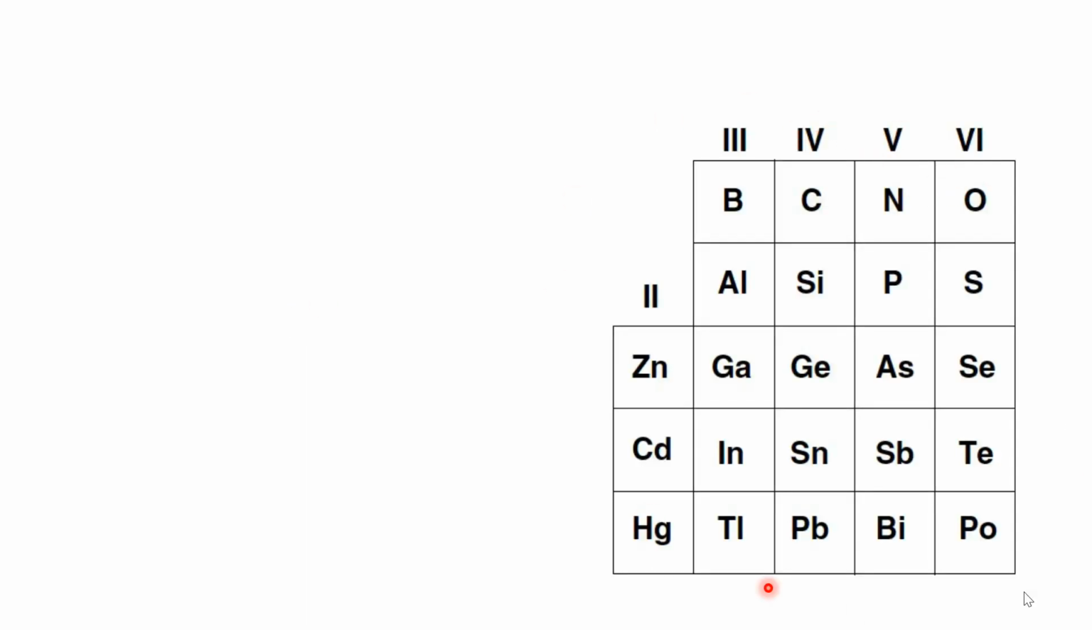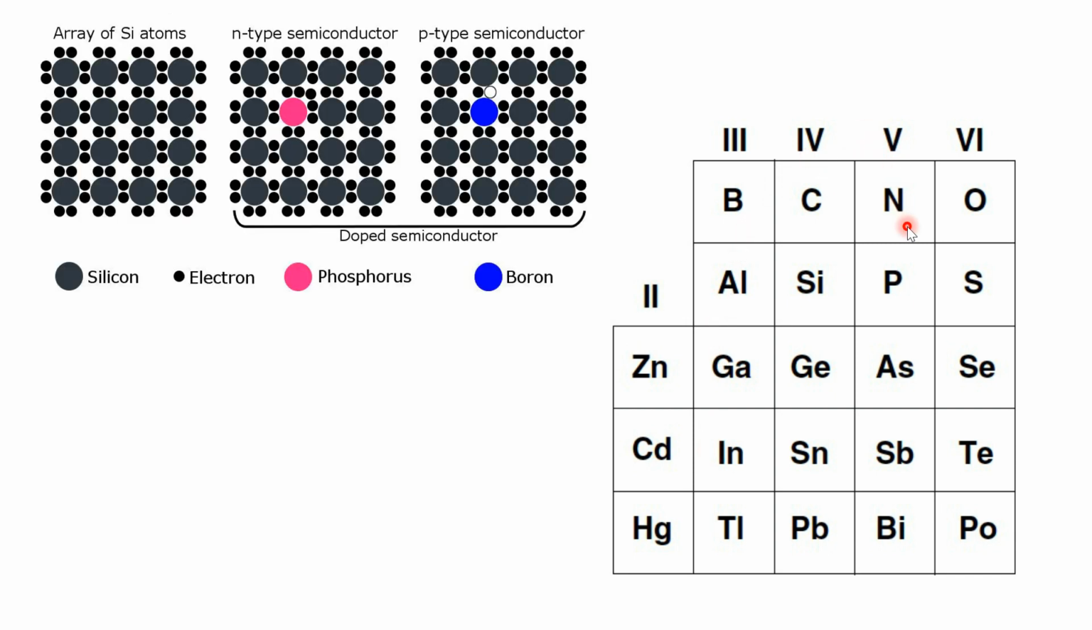So, this is a part of the periodic table, and here we can see that silicon is a tetravalent atom, that is, it has four valence electrons, and whenever it is doped by a third group element, a trivalent atom, it becomes p type, and whenever it is doped by a pentavalent element, it becomes n type. So, how does this happen?